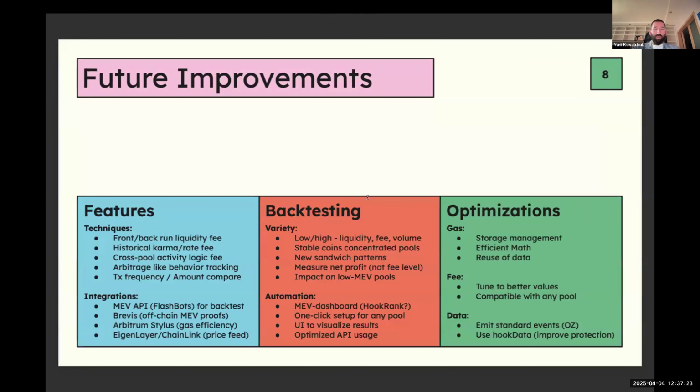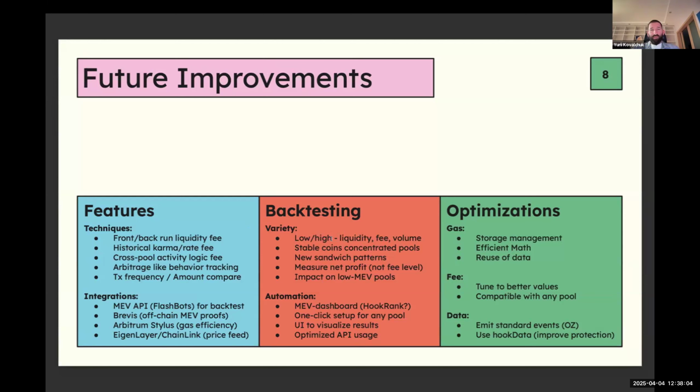First of all, add new techniques. During this hackathon, I identified new ways these guys make money, and even front and back run liquidity modification, etc. So first of all, I would like to add new techniques on top of these four. Another one is to integrate with some MEV API to enrich data for backtesting, and also with off-chain and other sponsors. Unfortunately, I had no time this time to integrate with them, but for the future, absolutely with pleasure.